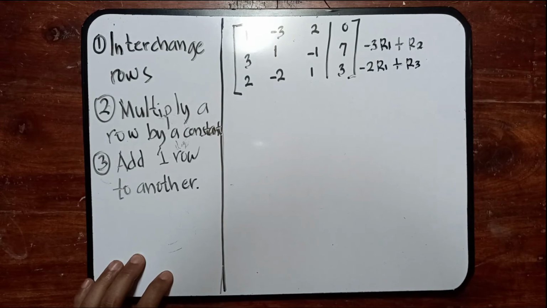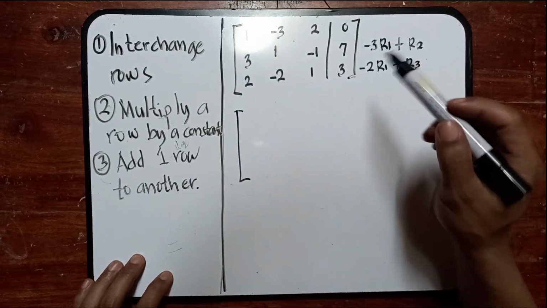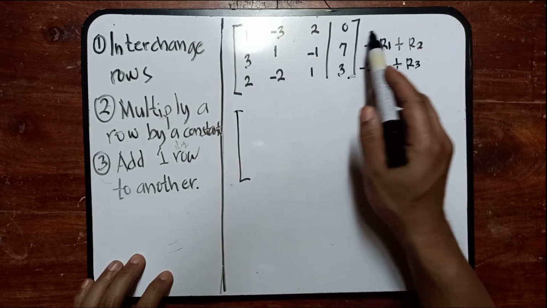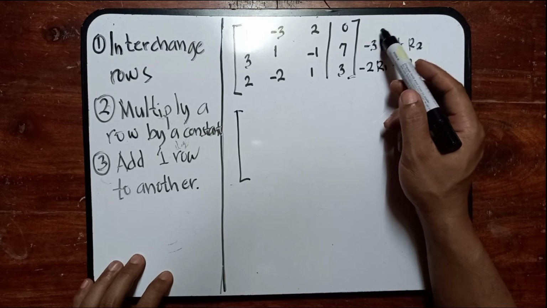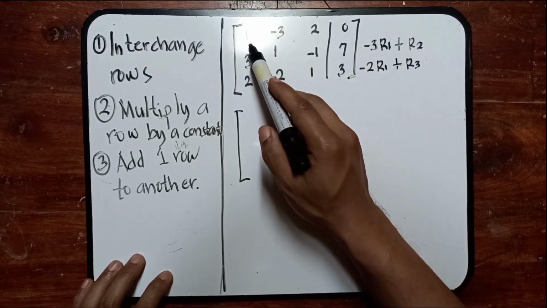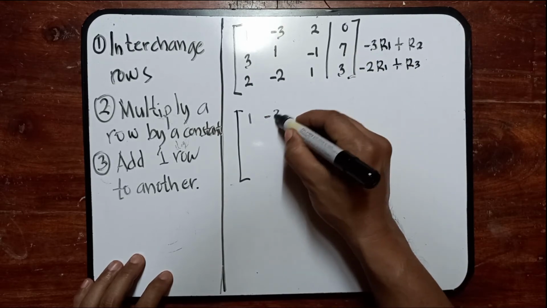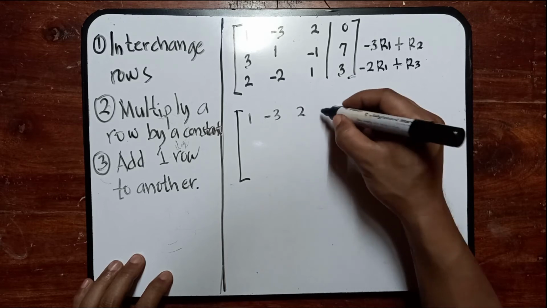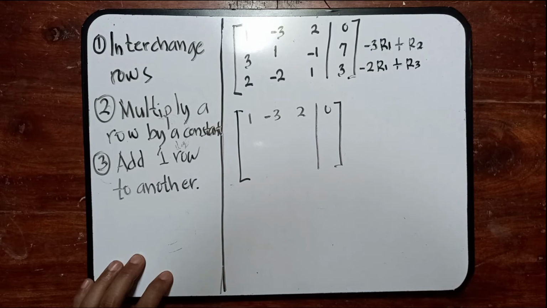Okay, so there you go. So let's work on this. So what will happen? We will just copy everything from the top because we did not apply any row equivalence at the first row of this matrix. So let's just copy everything there. So 1, negative 3, and 2, and then we have 0 here.